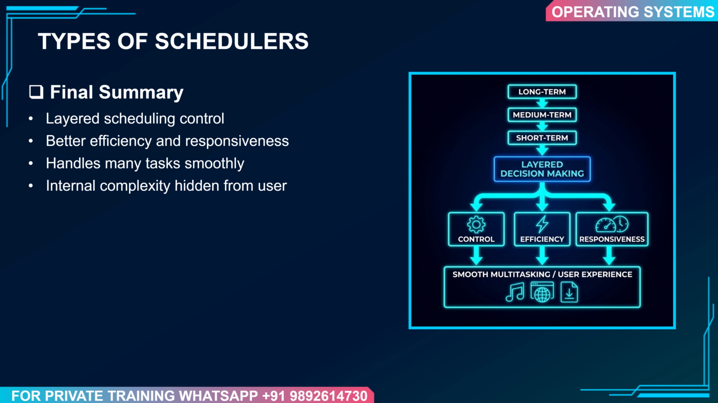This layered decision making is one of the reasons modern operating systems can handle so many tasks smoothly without the user having to worry about what is happening internally.